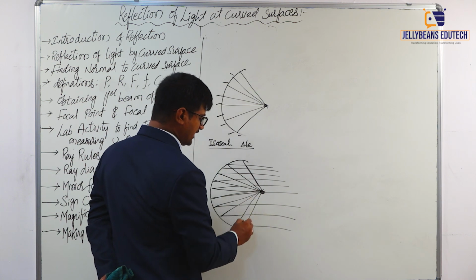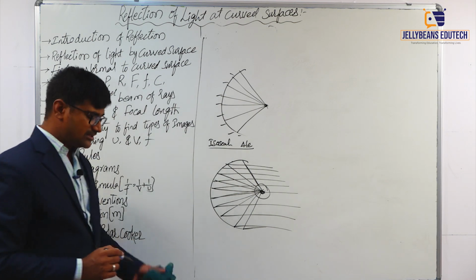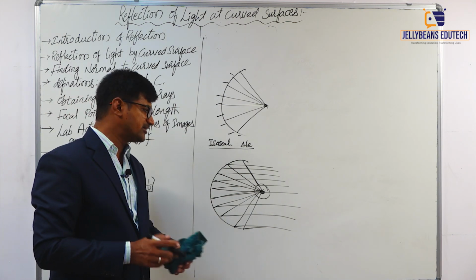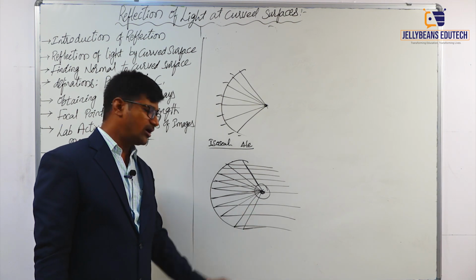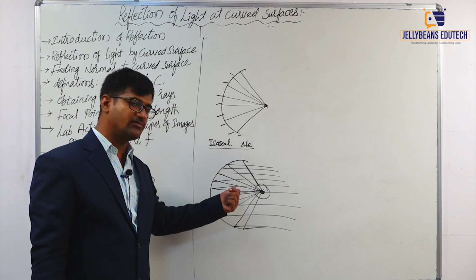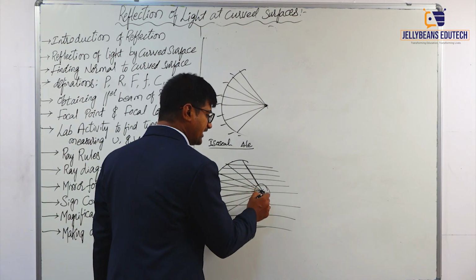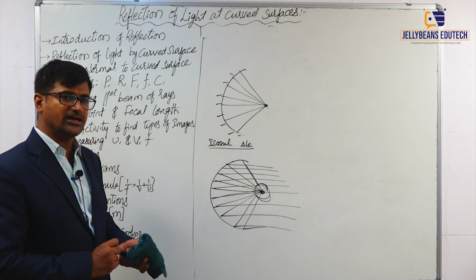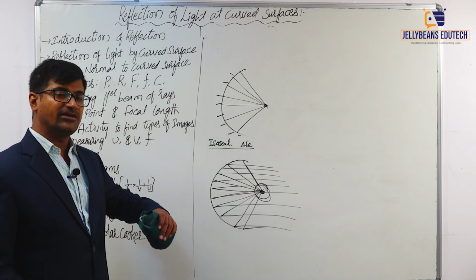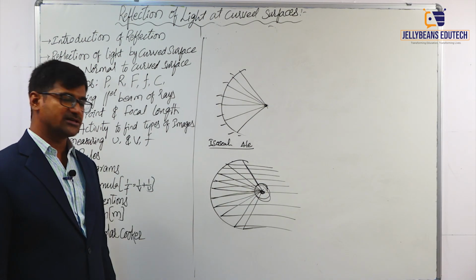Like this, all the light rays will converge at a point, and there the intensity of the light rays, or the intensity of the energy, or the heat will be increased. So if we place a container which has food, it will be heated up very quickly and cooked very fast.